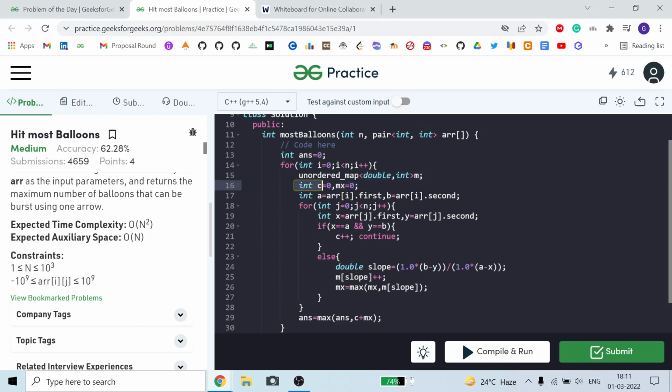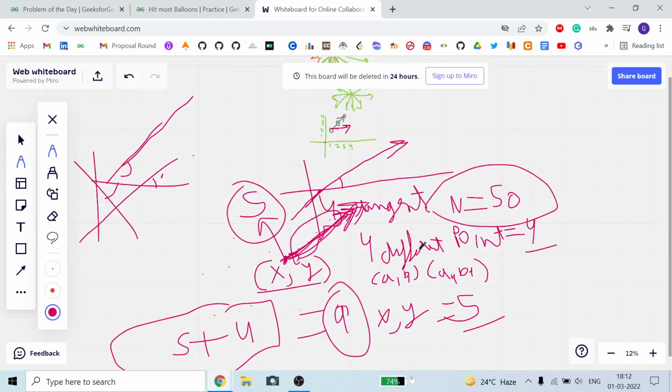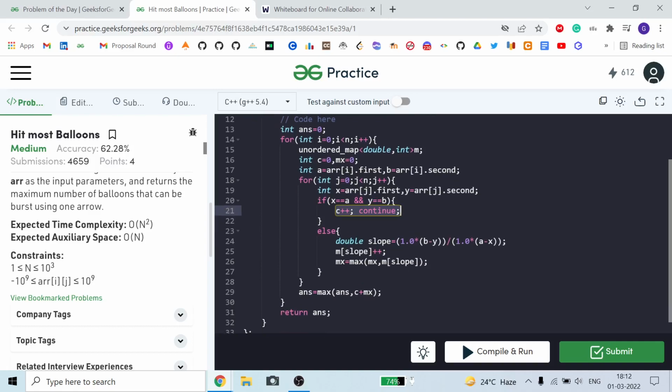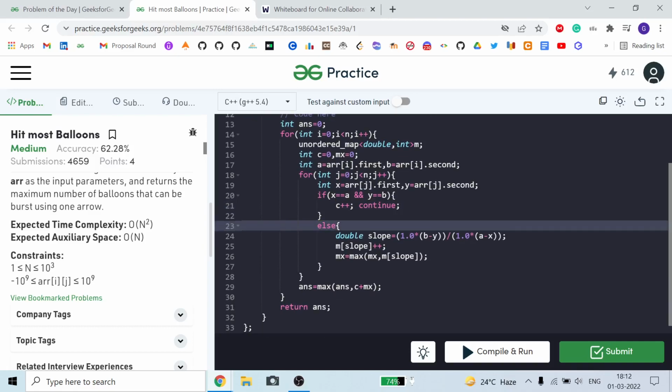So I take c is equal to 0 and mx is equal to 0. Now c will store the number of points that are the same as the starting point, like xy of the 5 balloons. If 5 balloons are on xy, then the coordinate is also equal to xy. So for each integer j up to n, my a will store the x coordinate of arr[i], and b will store the y coordinate of my starting balloon. And for each point, my x will store the x coordinate of that balloon, and y will store the y coordinate of that balloon. Okay, and if the x and y coordinates are equal, then I just do c++, and doing continue is not necessary because I am writing it down, so you can take it.